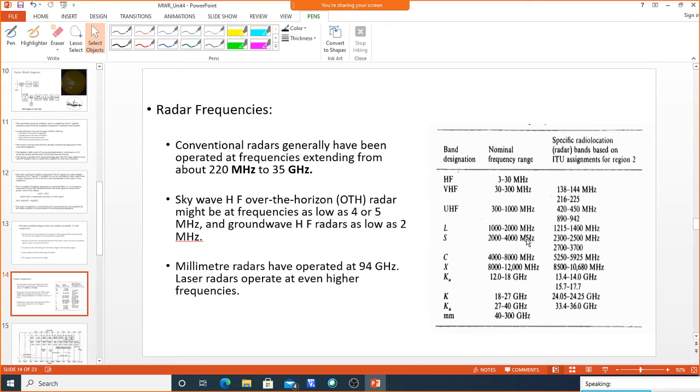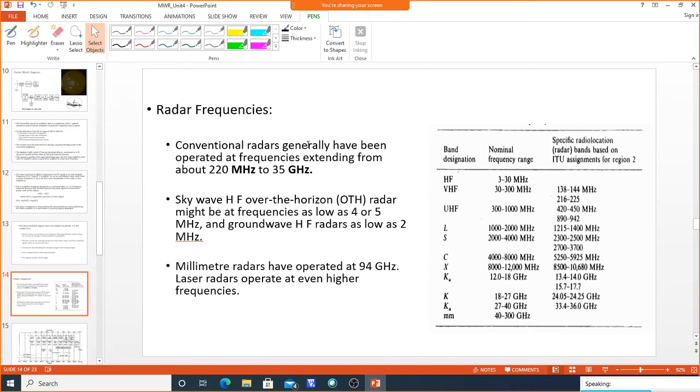Okay, the radar which is operated at a very low frequency, at 2 megahertz, is called high frequency over the horizon radar. This is the radar which was designed for very low frequency at the time of the World War. So it is at 2 megahertz. This is the very low frequency radar which was designed at 2 megahertz.